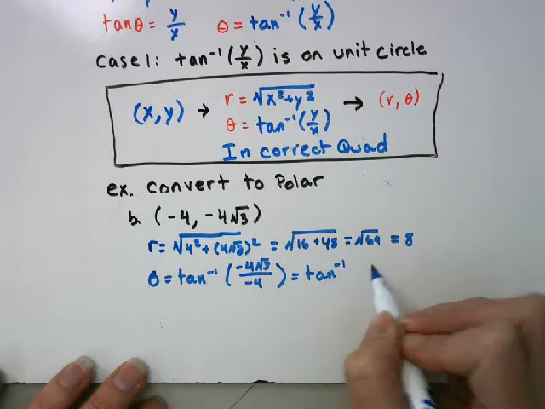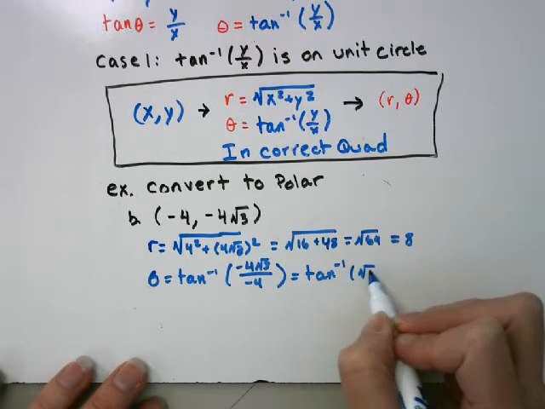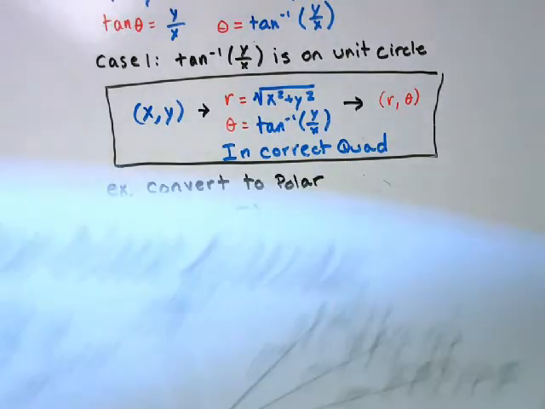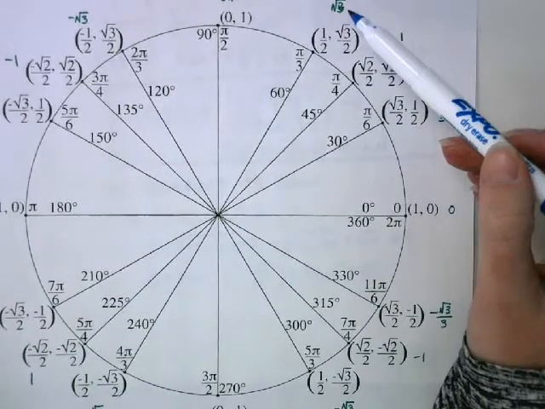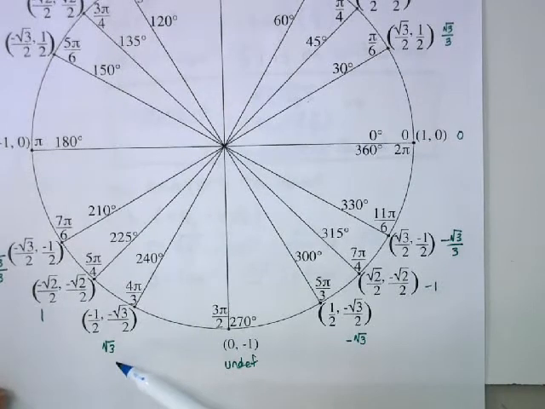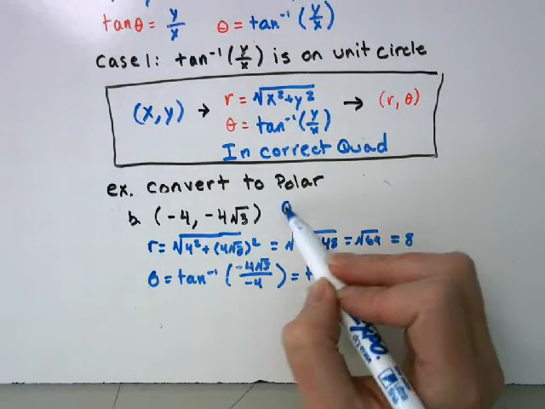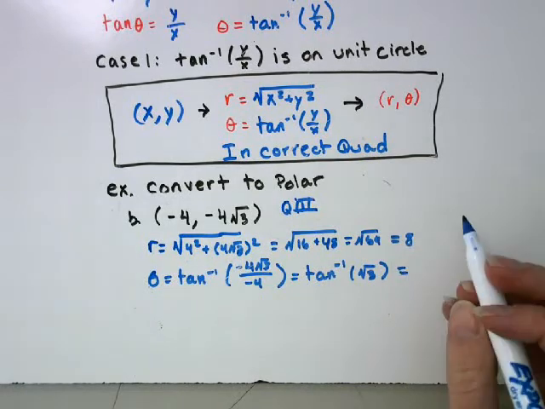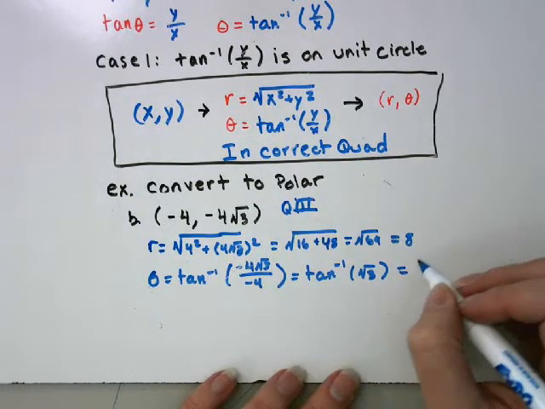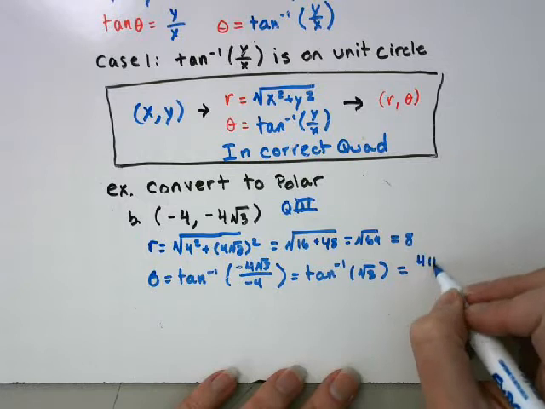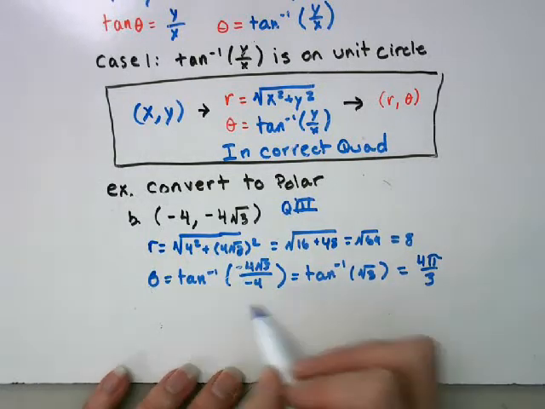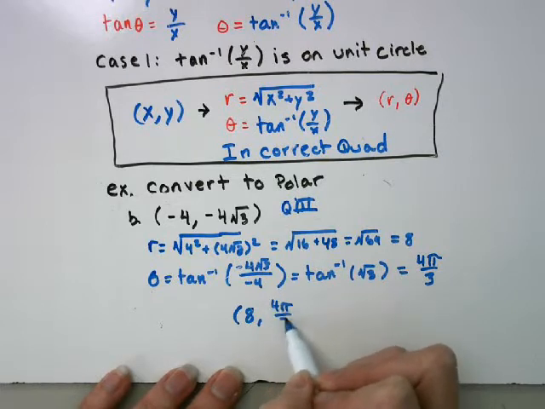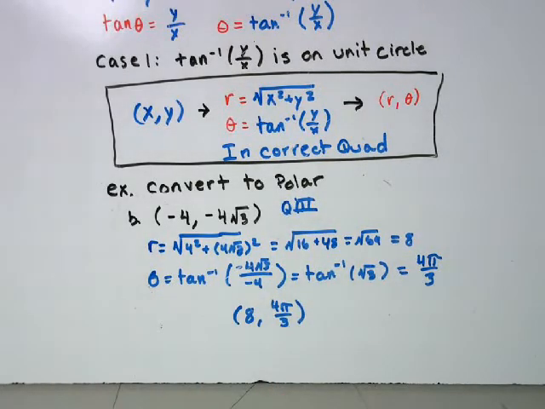So that's the tangent inverse of just positive root 3, which is going to occur at 2 locations on the unit circle, in the first quadrant and the third quadrant. Well, we're in quadrant 3, so the corresponding correct angle is 4 pi over 3. So this is the point 8, 4 pi over 3.